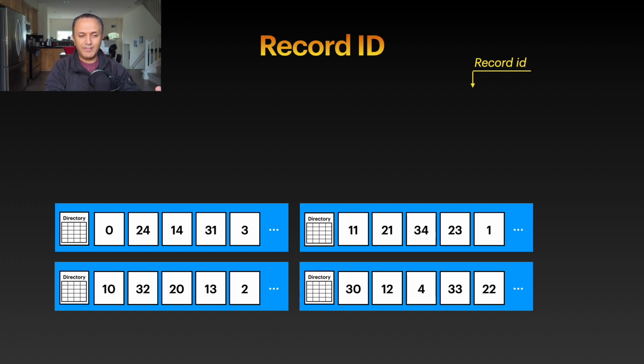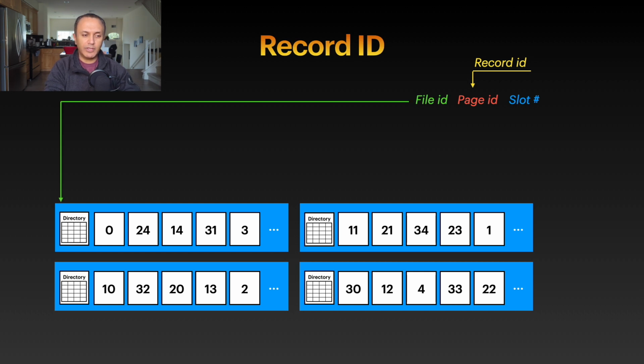So what happens is that the system will split this record ID into the three different components: file ID, page ID, and slot number. First, it's going to take the file ID and locate the file that we want to look into. So now we know this is the file that we're looking at. We're not looking at any other file.